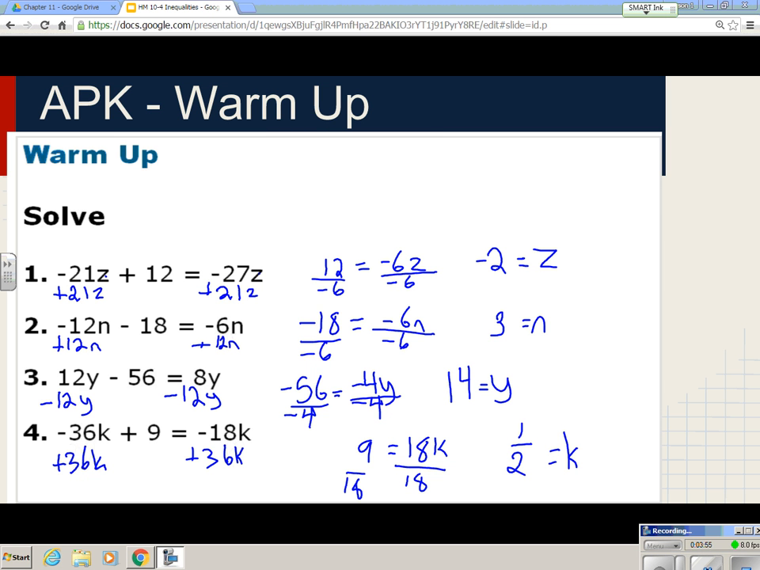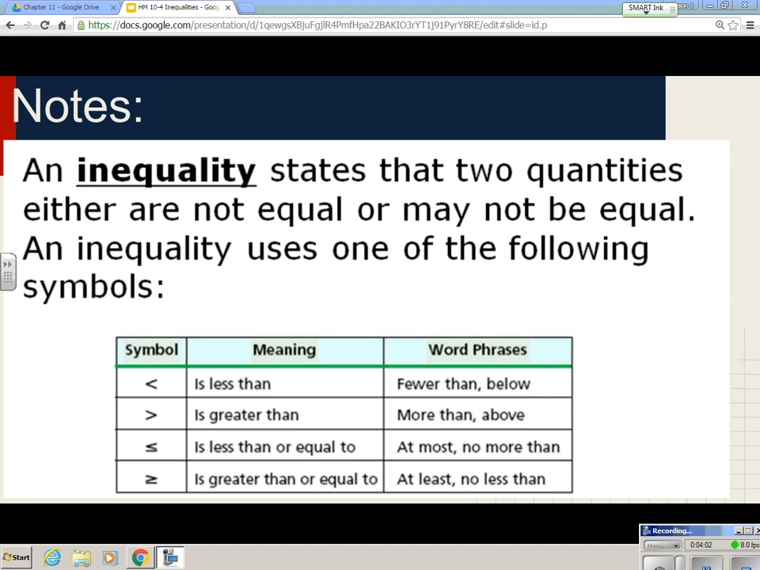All right, so let's talk about this word inequality. An inequality states that two quantities are either not equal or may not be equal. So the symbols we usually use are less than, greater than, less than or equal to, or greater than or equal to. Now you might know these, but I do want you to add this table in your notes, especially the word phrases, words that you normally see. This will help you with word problems, so you know what the right symbols are to use. Come back when you got this done.